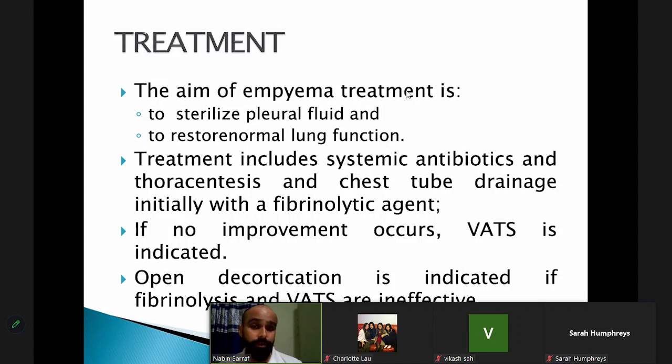The main aim of empyema treatment is to sterilize the pleural fluid and to restore normal lung function. The treatment includes systemic antibiotics, thoracentesis, and chest tube drainage, initially with a fibrinolytic agent. In most of the cases which I have seen in the hospital setting, if the pathology is in the first, exudative phase, then systemic antibiotics, thoracentesis, and chest tube drainage initially work very well. And if no improvement occurs, then video-assisted thoracoscopic surgery is indicated. And if after the systemic antibiotics, chest tube drainage, thoracentesis, and VATS, the patient is still not improving, then we can go for open decortication.